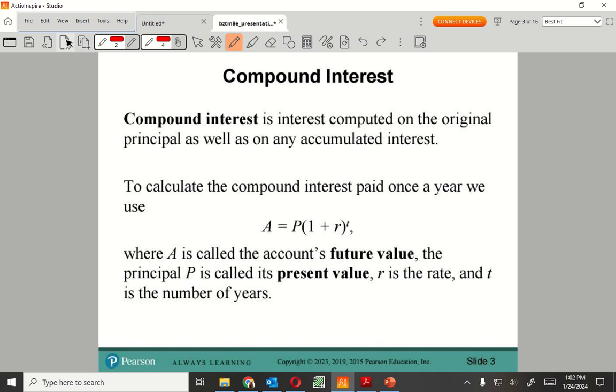Compound interest is computed on the original principal as well as any accumulated interest. So what this actually is, is the most common way that you're going to calculate any type of interest. It's going to be compound interest. So Kermit, he's going to take out a car loan, right?